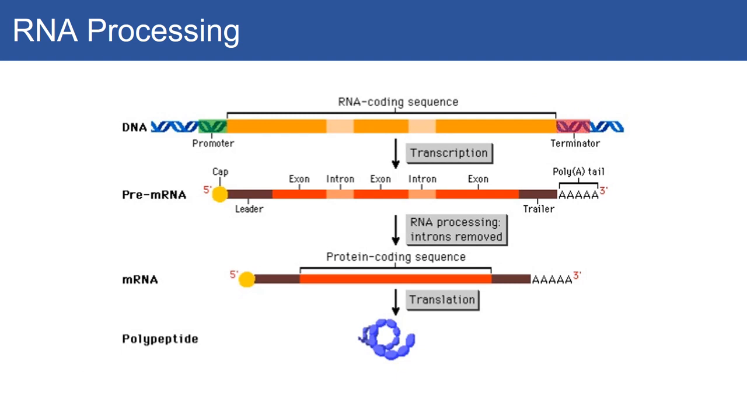snRNA is small nuclear RNA. It's important in this processing. The 5' cap is actually a methylated GTP, and it makes translation significantly more efficient. The poly A tail is a modification on the 3' end. We add several hundred A's. It protects the mRNA from degradation.